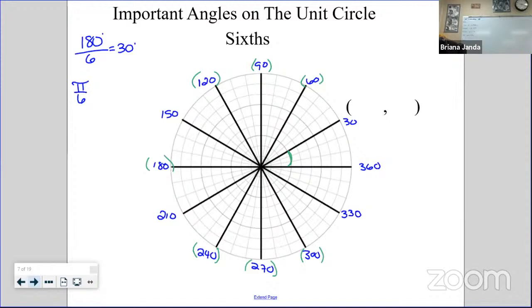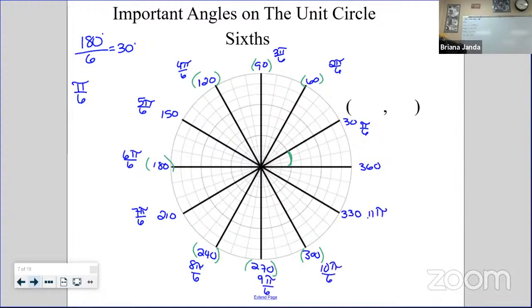In radians, pi over 6, now this would be 2 pi over 6, 3 pi over 6, 4 pi over 6, 5 pi over 6, 6 over 6, right? 7 pi over 6, 8 pi over 6, 9 pi over 6, 10 pi over 6, 11 pi over 6, and our full circle of 12 pi over 6. However, most of those simplify to a different number, right? Instead of 2 pi over 6, that's what we already saw, pi over 3. This would be pi over 2. This would be 2 pi over 3, right?